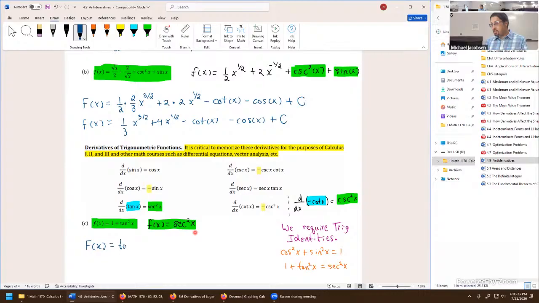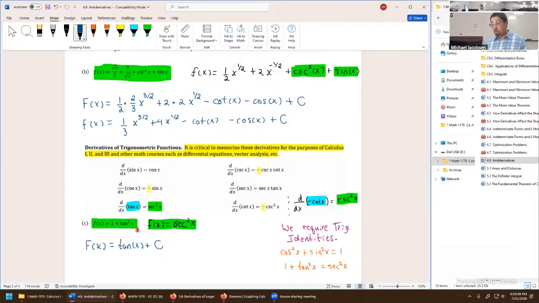Say F of x is tangent x. We want the most general antiderivative, so we must put in the constant of integration, C. And the derivative of tangent is secant squared. Derivative of a constant goes to 0. And that's the function you differentiate to get secant squared, which is algebraically the same as 1 plus tangent squared x. So this one's really tricky.